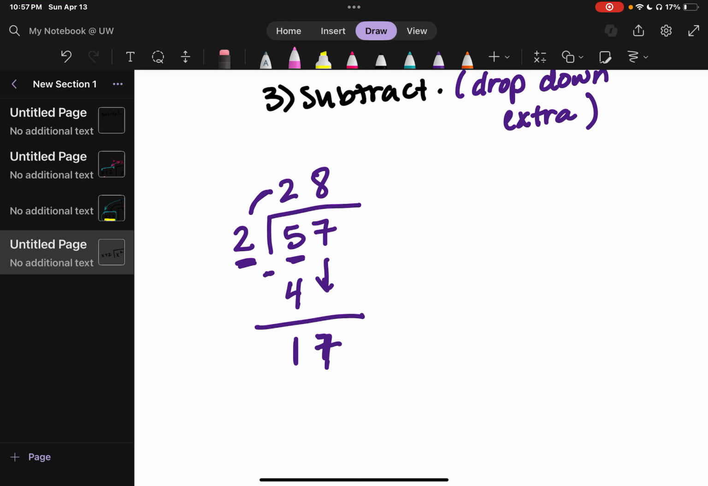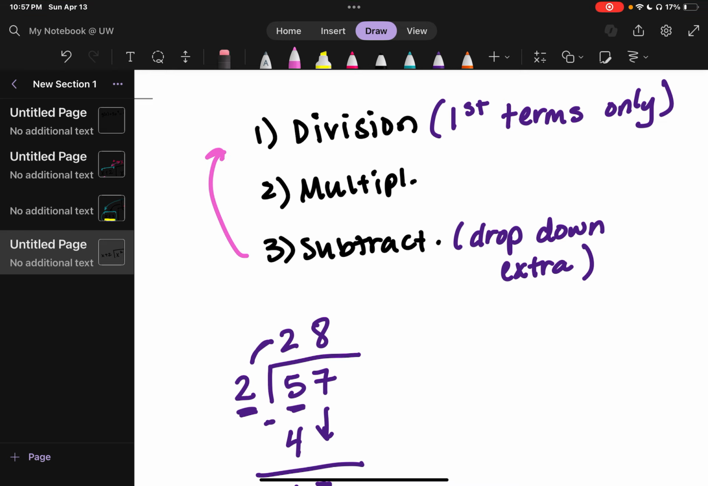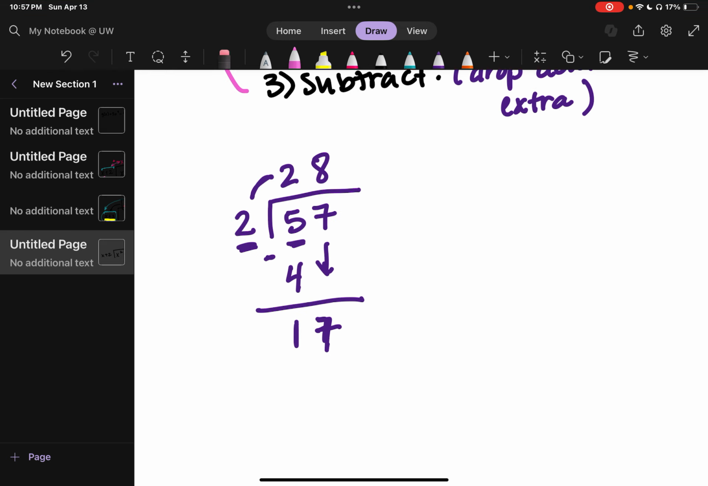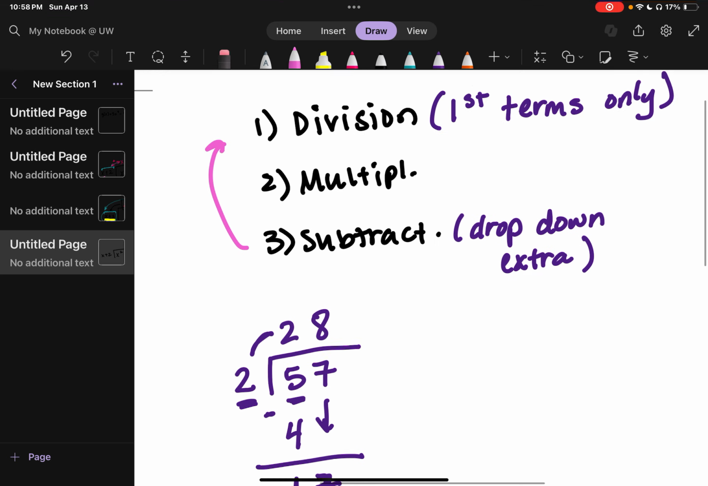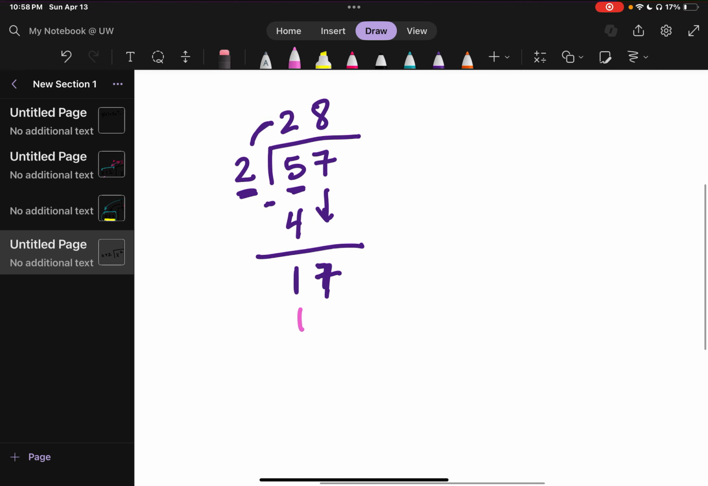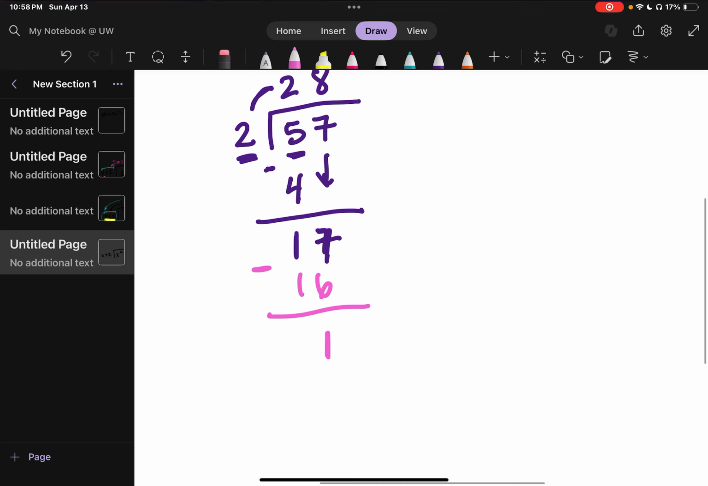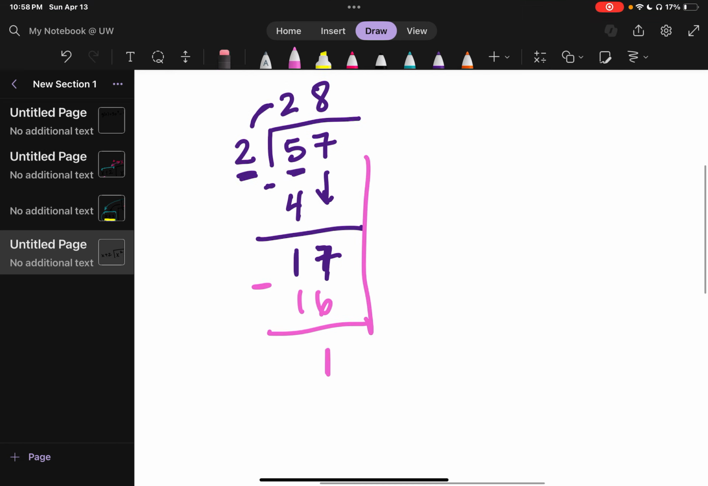Now, what you can do is you do it again, right? This is a loop. We're not done yet because we have 17 and we can divide that by 2. So 17 divided by 2 is 8. Now we multiply, because we just divided 17 by 2. 8 times 2 is 16. We're on our second round, right? We're subtracting. That's the third. We get 1. Okay, is there anything that we can drop down? No. That means we're done.